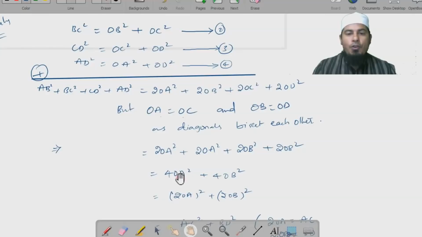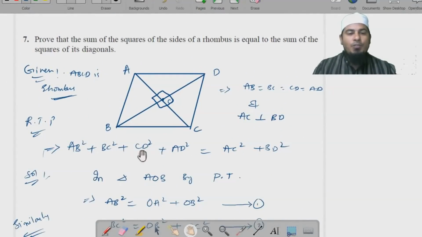So I get 4 OA square plus 4 OB square. Taking 4 out this way, it is 2 times OA whole square, and 2 OA is exactly AC, and 2 OB is BD. And we got the solution that the sum of the squares of the sides of the rhombus is equal to the sum of the squares of its diagonals. Hence we proved it. Let us see the next question.